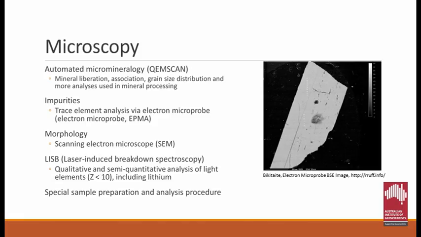Here again I list the same techniques that can be used. Automated micromineralogy. Again, lithium cannot be seen directly by this technique because they're all X-ray based. However, the actual content is estimated by difference, and usually electron microprobe is used for a very detailed chemical analysis of special grains. The lithium content is estimated by difference.